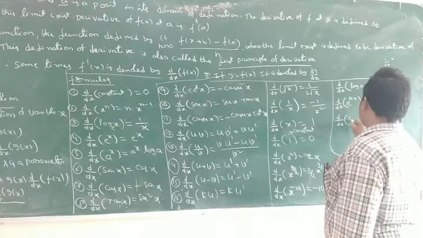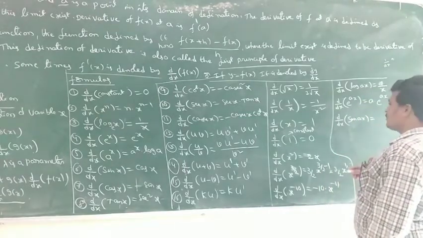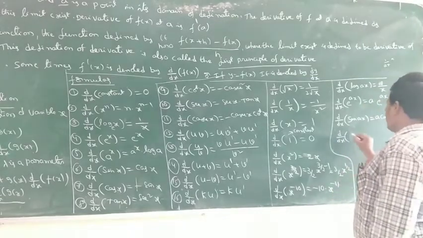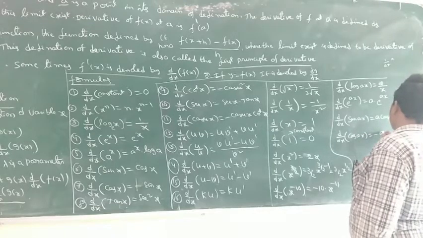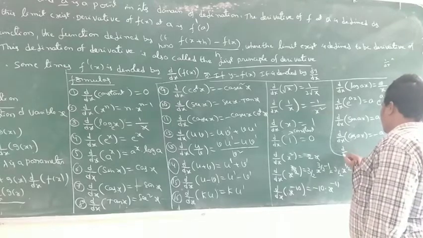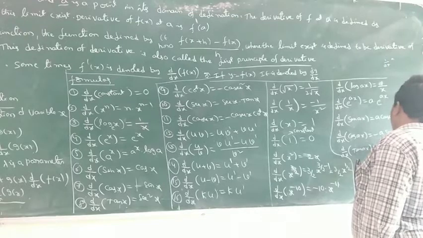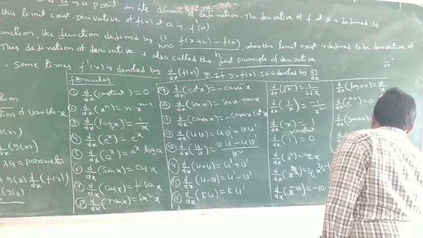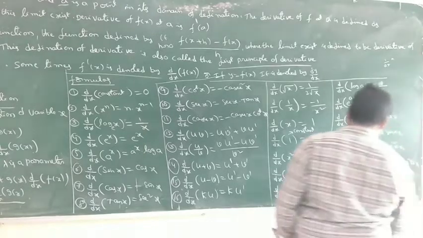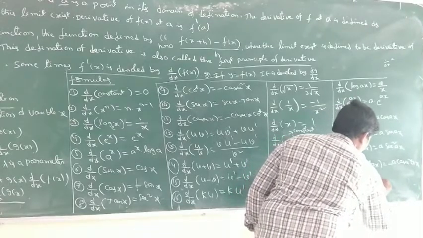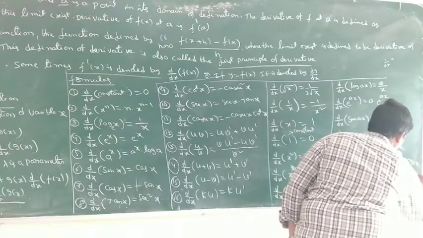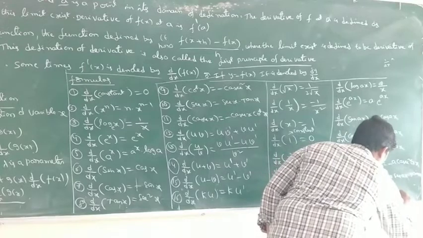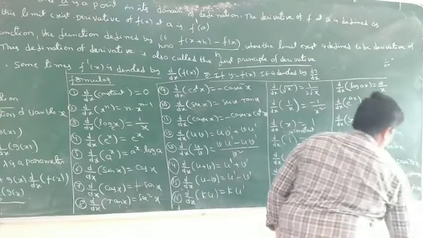d by dx of sin ax is equal to a into cos ax. d by dx of cos ax is equal to minus a sin ax. d by dx of tan ax is equal to a into secant square ax. d by dx of cot ax is minus a into cosecant square ax. d by dx of secant ax is a into secant ax into tan ax. d by dx of cosecant ax is minus a into cosecant ax into cot ax.